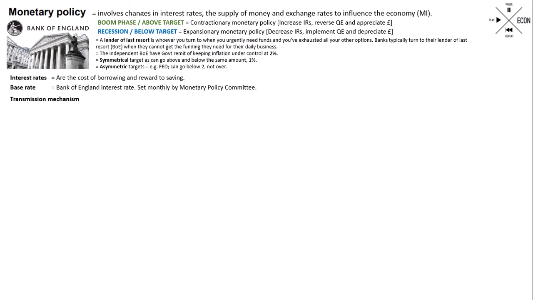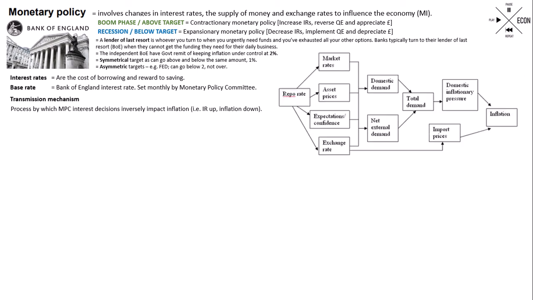See if you can remember the process by which monetary policy interest rates inversely affect inflation. See if you can draw the mechanism starting off with the base rate, and if it goes up, how it ultimately causes inflation to go down. So there's what you should have. The base rate is sometimes called the repo rate, and that feeds right through to affect inflation. So if interest rates, for example, went up, we would assume inflation would go down via this transmission mechanism. So if you didn't do it yet, see if you can draw arrows to show the inverse relationship.